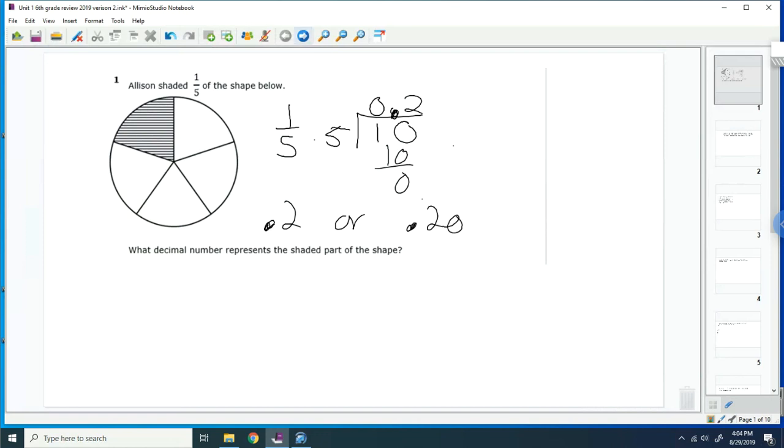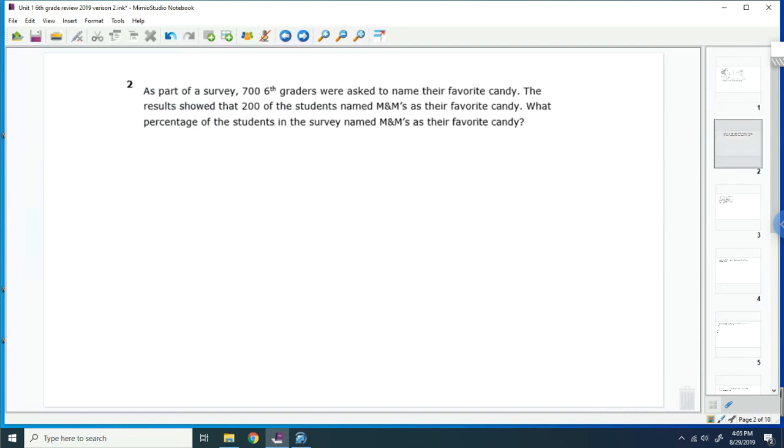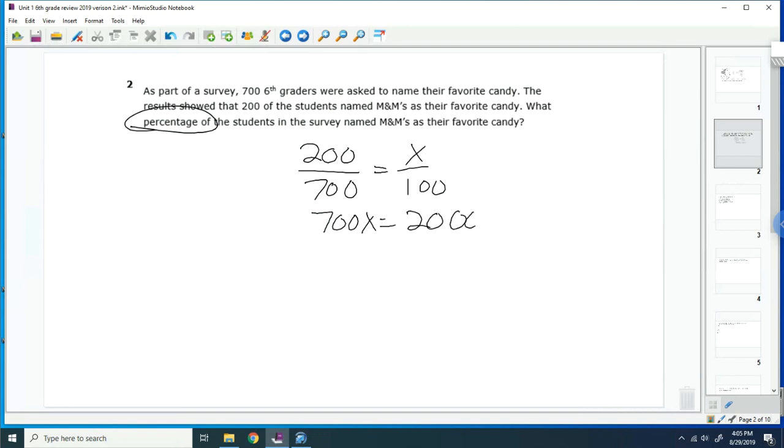All right, next one. As part of this survey, 700 6th graders were asked to name their favorite candy. The results showed that 200 of the students named M&Ms as their favorite candy. What percentage of the students in the survey named M&Ms as their favorite candy? So we have 200 out of 700 6th graders, which equals x over 100 because you're trying to find a percentage. Okay, so we're going to cross multiply. You're going to get 700x equals 20,000. And you divide by 700.